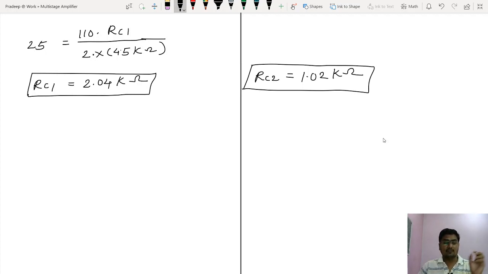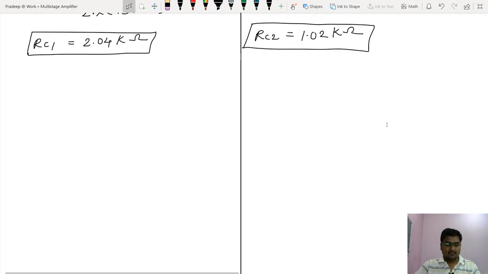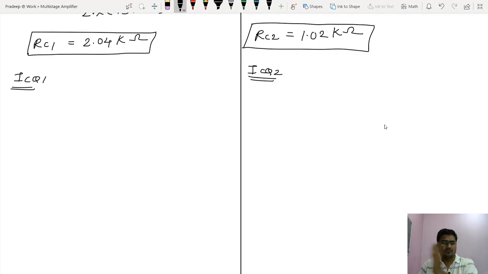So this is how I can calculate the value of collector resistors. After that, let us calculate the Q point current, that is ICQ1 and ICQ2. In parallel we will solve for both the stages. You will come to know the difference. Now how can I calculate ICQ for the first and ICQ for the second? Obviously by applying KVL to the output loop. Now KVL to the output loop of the first stage.